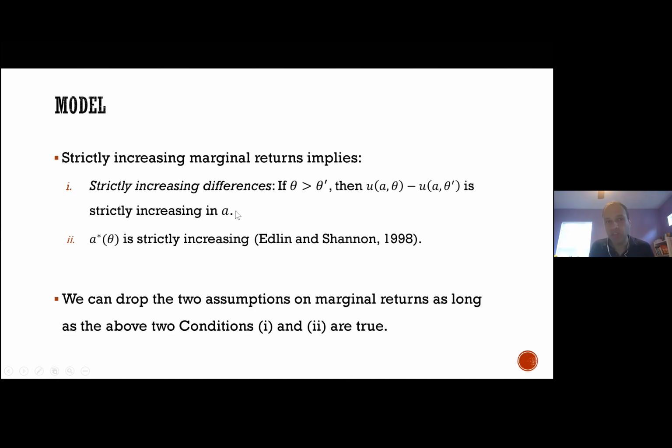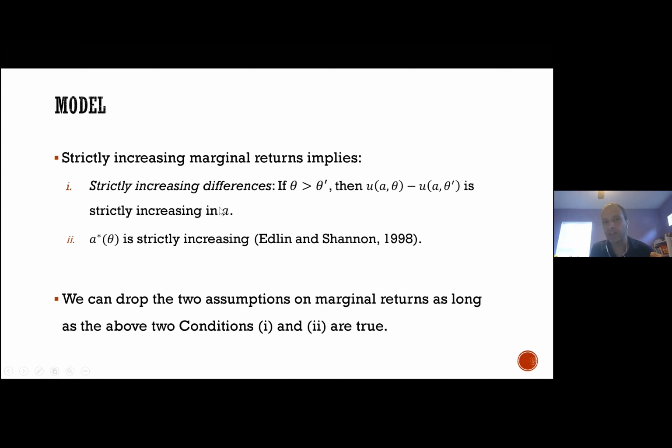The second implication of strictly increasing marginal returns is that this function A star of theta, the function of optimal actions, is also strictly increasing in theta, in the agent's type. So the ideal actions of higher types are higher. And this is a result by Edlin and Shannon in 1998.